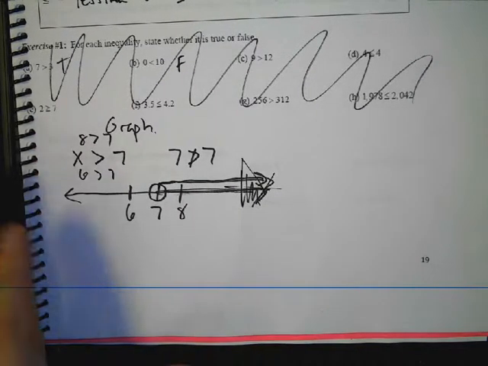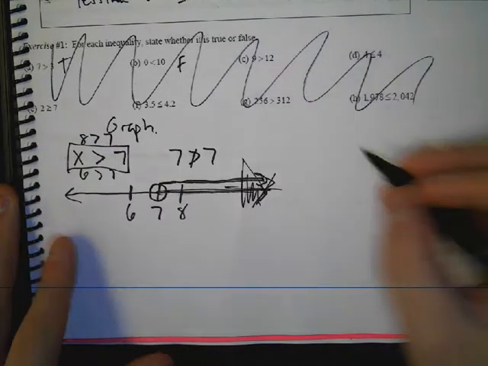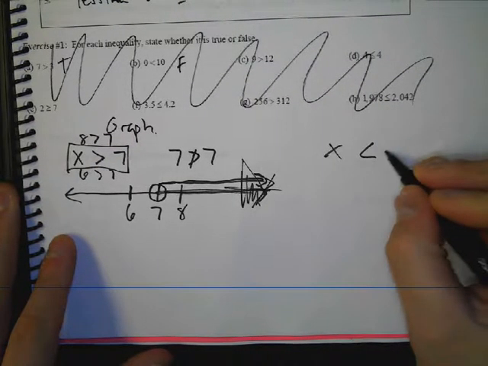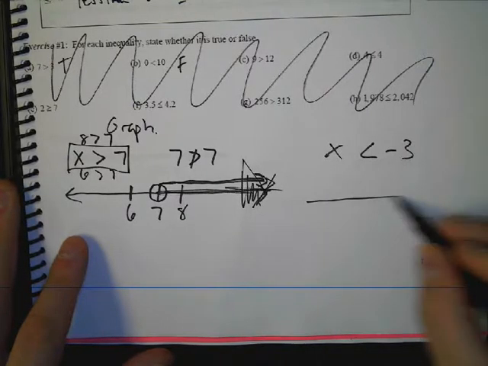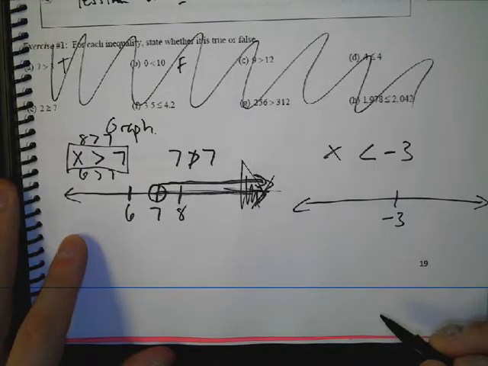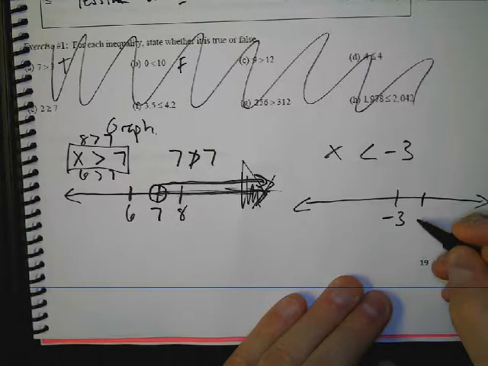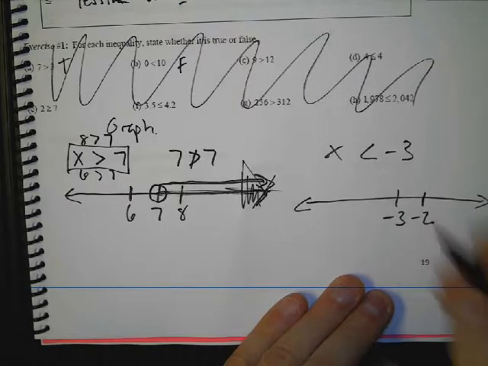All right, now let's do a less than. Let's say x is less than -3. So I draw a number line, a -3. Now careful, when you're on the negative side, things get reversed. On the right of -3 is -2. On the left is -4, because when you're on the negative side, the numbers are actually reversed.